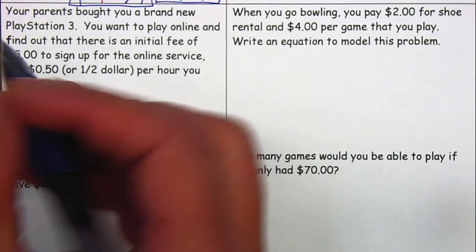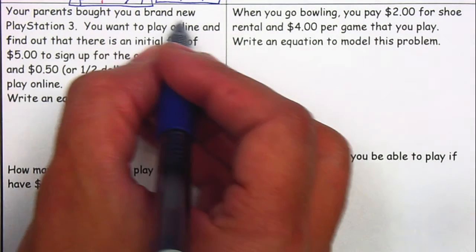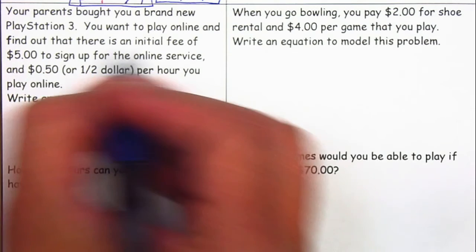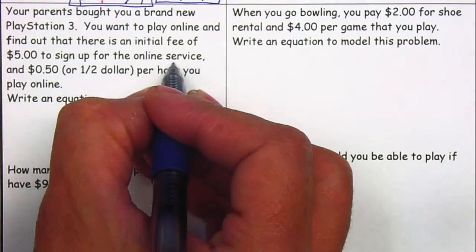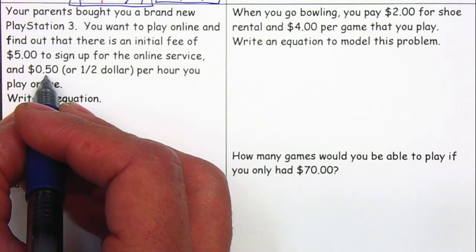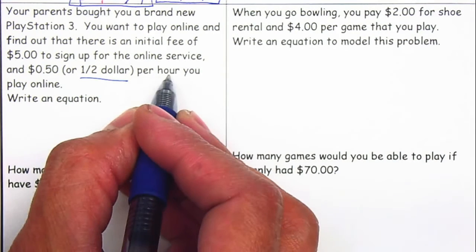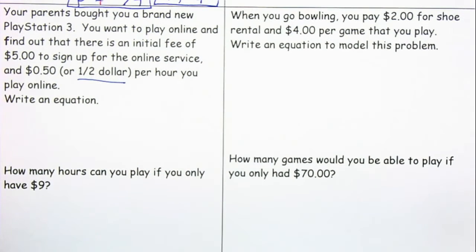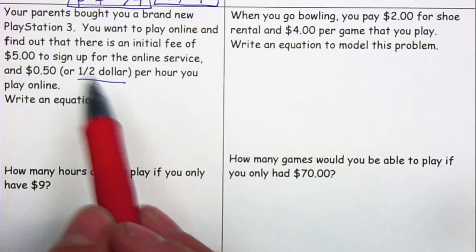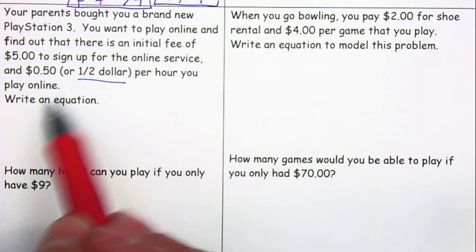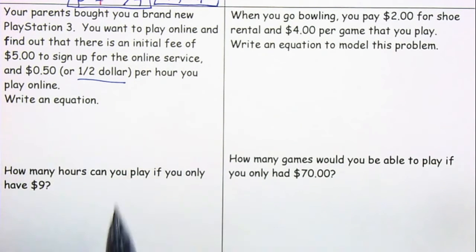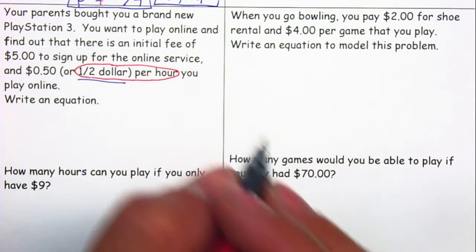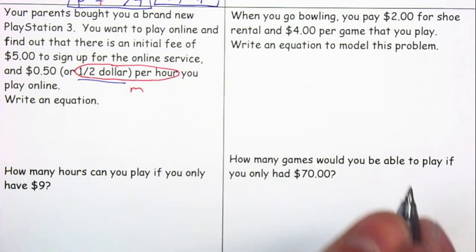Great. On the next one, it says your parents bought a brand new PlayStation 3. You want to play online and find out that there is an initial fee of $5 to sign up for the online service and 50 cents, or half a dollar, per hour. First, we need to decide which is the amount that you're going to be paying over and over and over, the amount that's going to repeat. Correct. That'll be 50 cents, or half a dollar, so that'll be your slope.